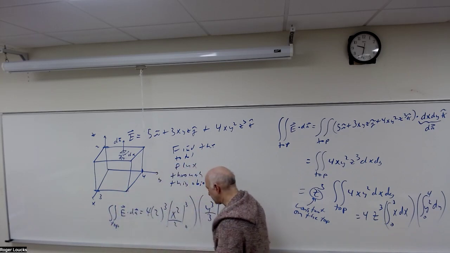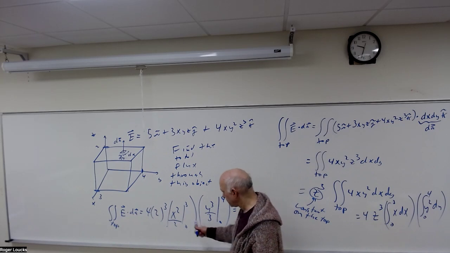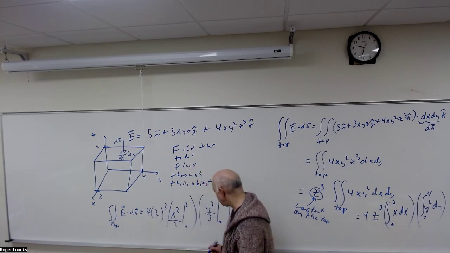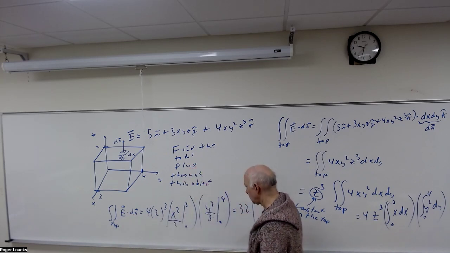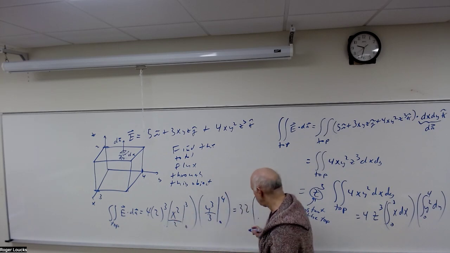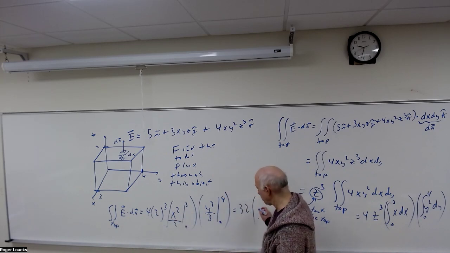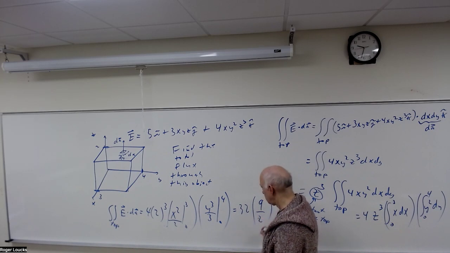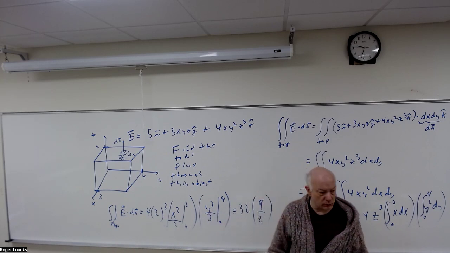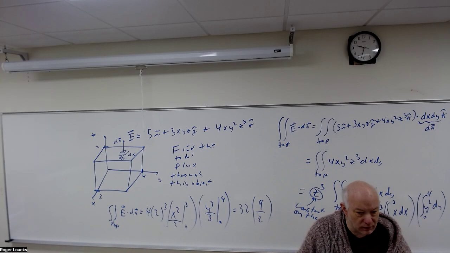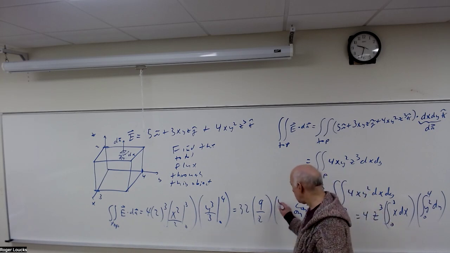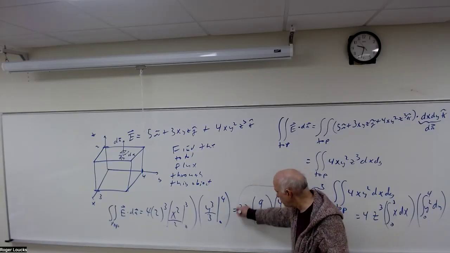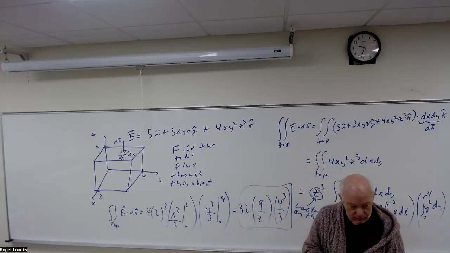If you multiply everything through here, this is 8, so this would be 32. This would be 3 squared, which is 9 over 2. And this is 4. What is 4 cubed? 16 times 4. Well, I'll just say 4 cubed over 3. Okay. So that right here would be the flux through that top side.